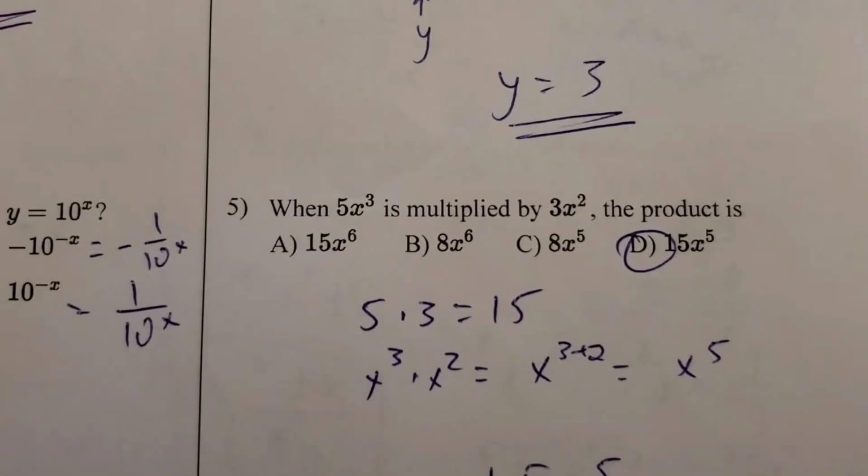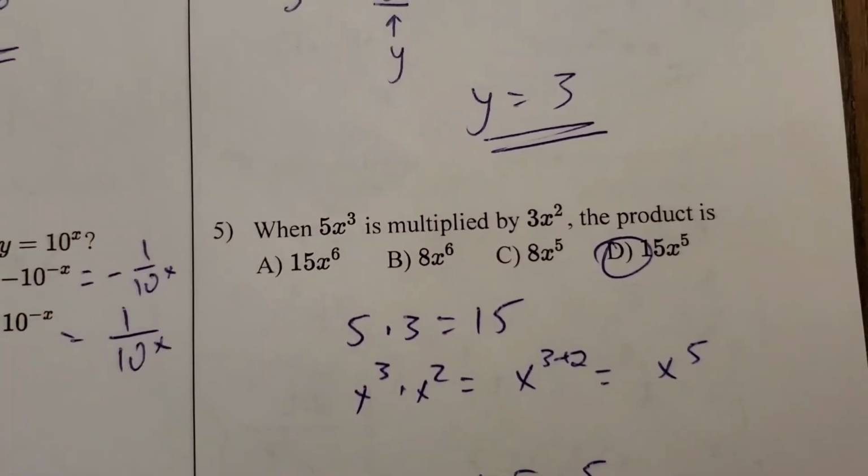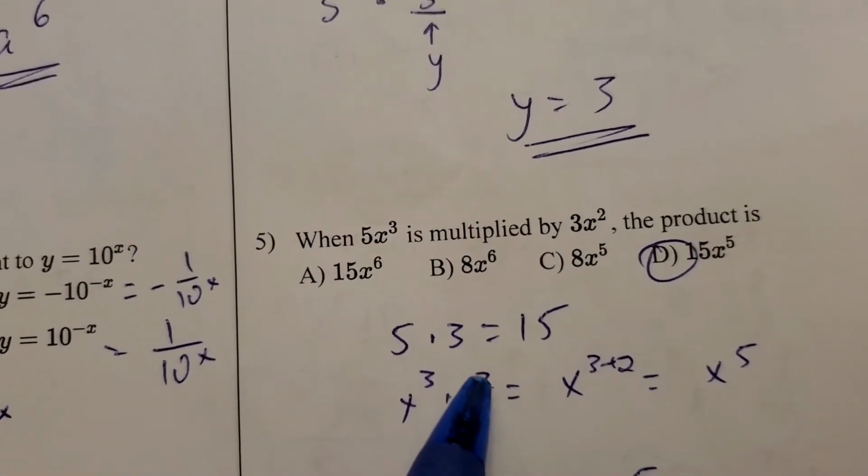Number 5 is simply multiplication. 5x cubed times 3x squared. 5 times 3 is 15.